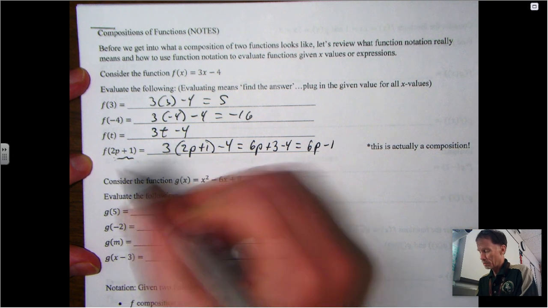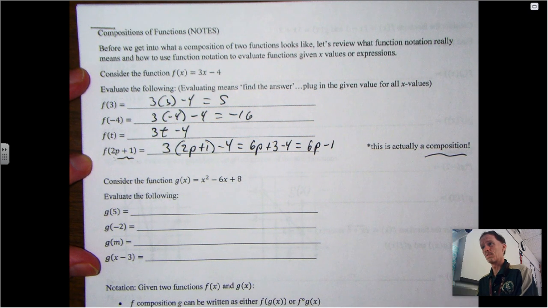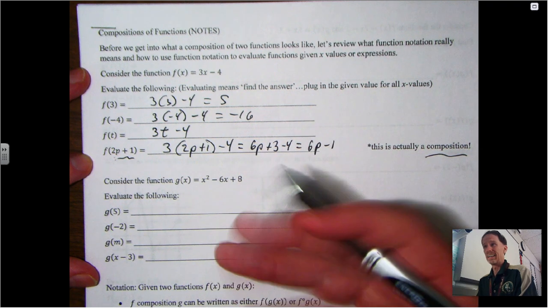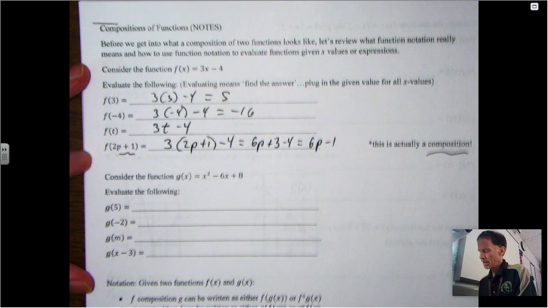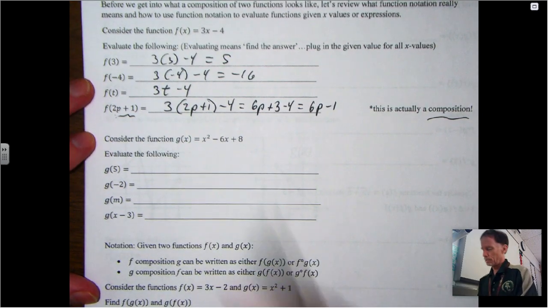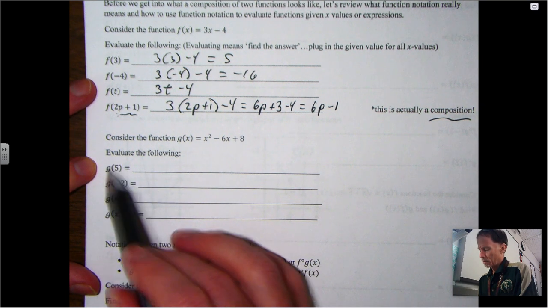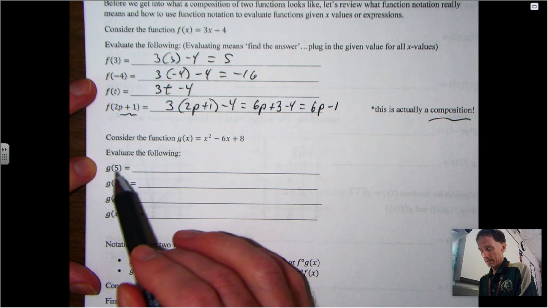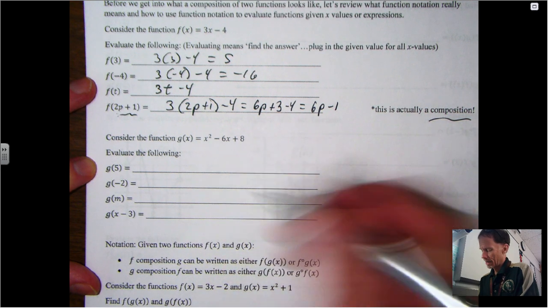Okay, now that last one we did is actually a composition, and we'll talk about that more in just a second, but I just want to get you the feel of what it means to evaluate, even if it's not an actual number, if it's an expression instead. So let's go and do the second one here. In fact, if you want to pause the video real fast and go through this on your own, and then we'll go through the answers. Again, whenever we're evaluating, we're just plugging in whatever that value is, whether it's a number or an expression, plugging it in for all of the x values.